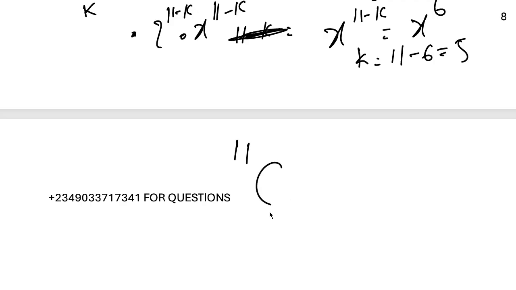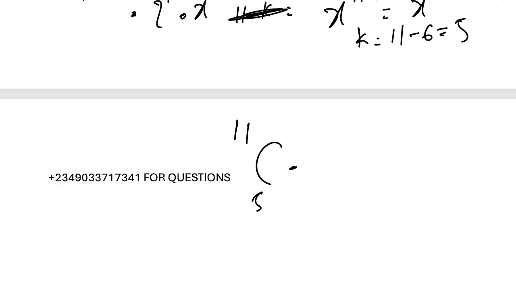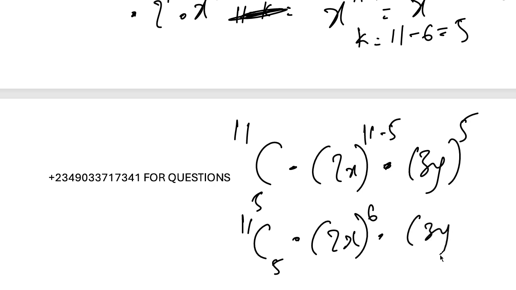So hurriedly, in a timed exam, it will be what? 11 combination 5. And what were the two members involved? 2x to the power what? 11 minus 5. 2x to the power 11 minus 5 multiplied by what? 3y to the power 5. Are you getting it? So it will be 11 combination 5, 2x to the power 6, and then 3y to the power 5.